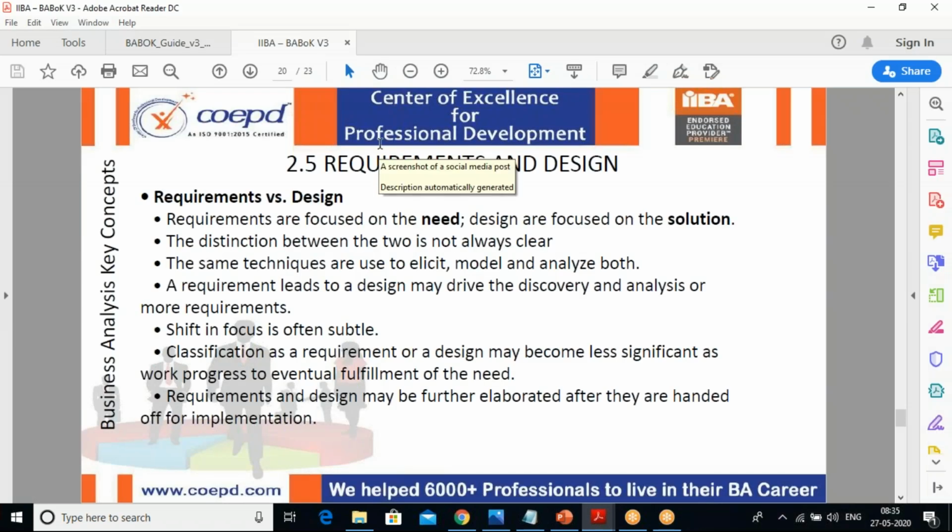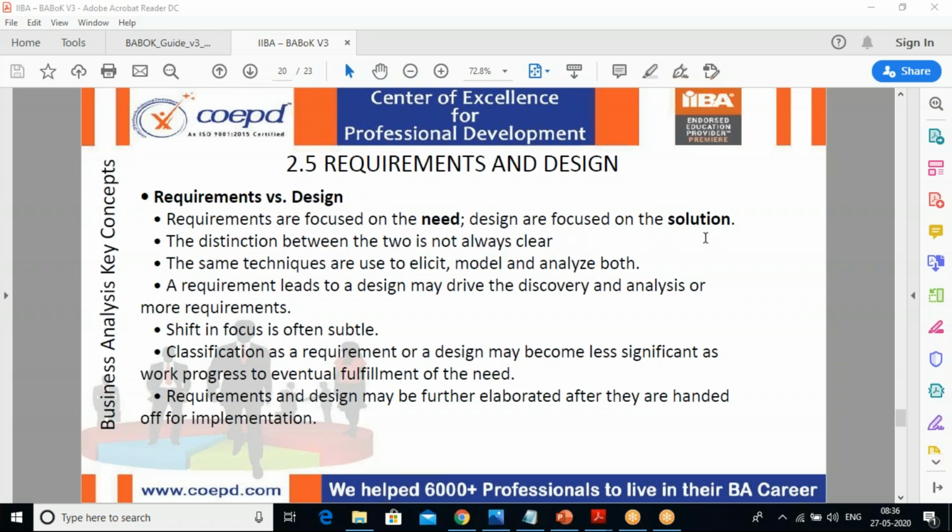So previously we discussed what a requirement is, and what the relationship is between requirements and design. We discussed it in chapter 2, and we are going to revisit it just for the sake of understanding what we are now discussing. Basically, requirements are focused on the need. That means whatever the client is sharing with you as a need, that all comes under requirements.